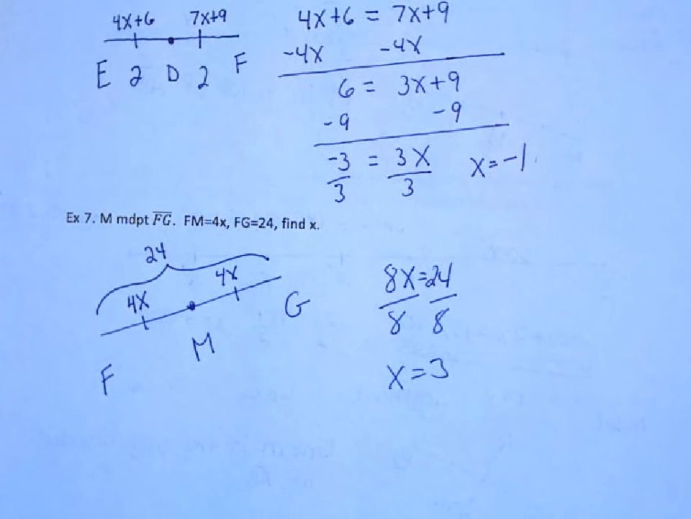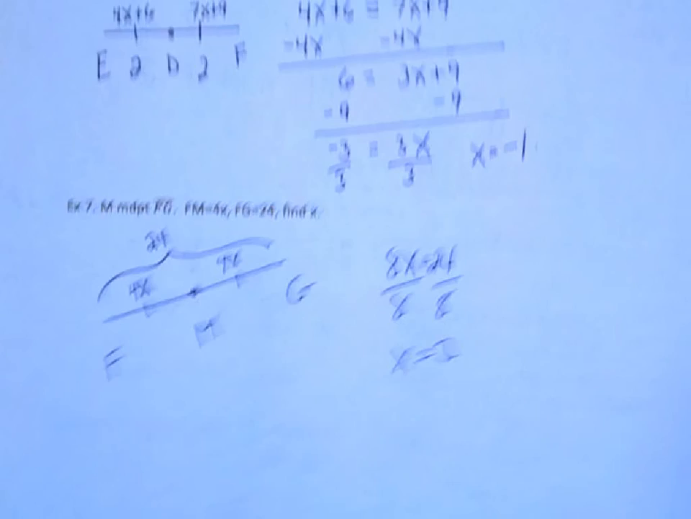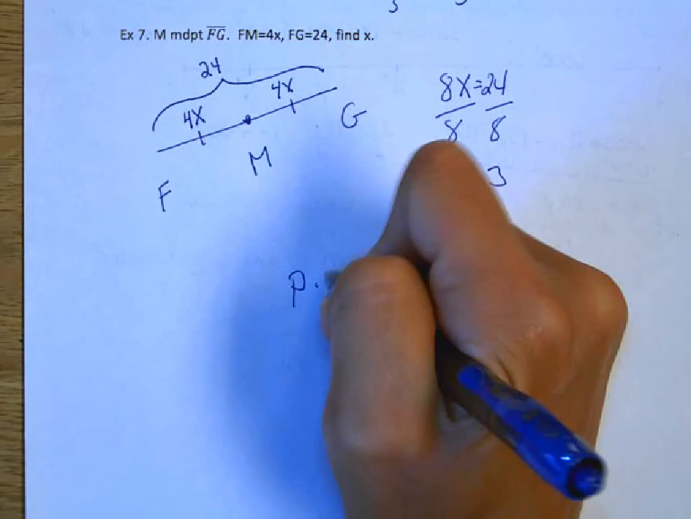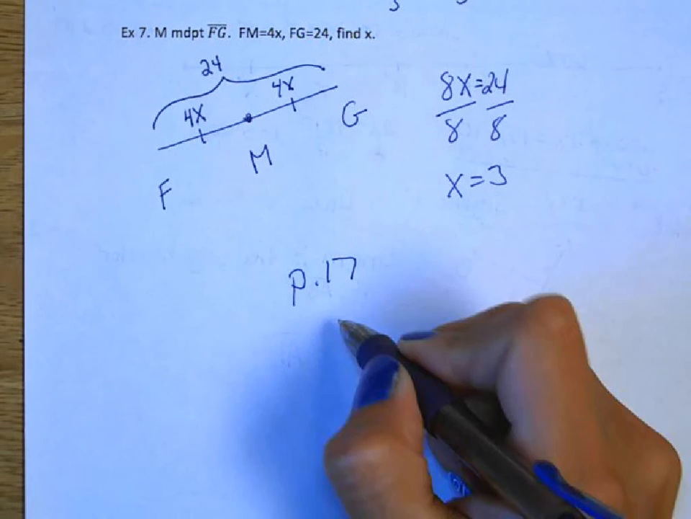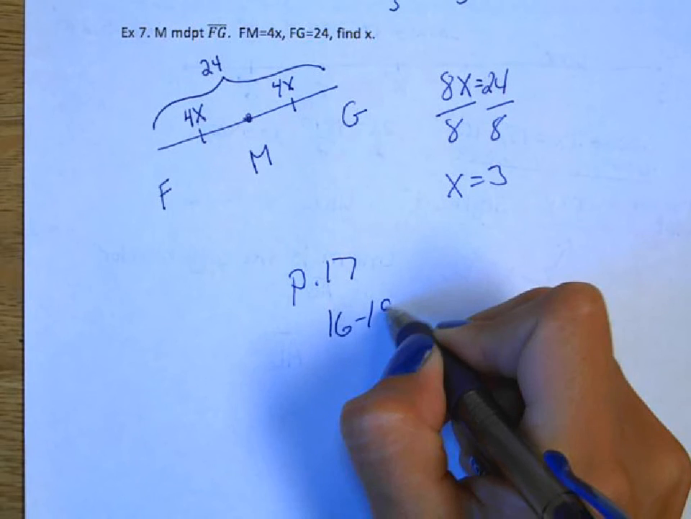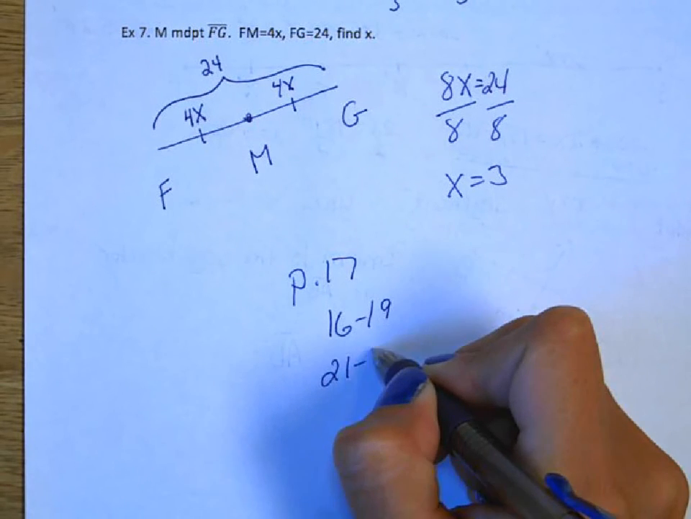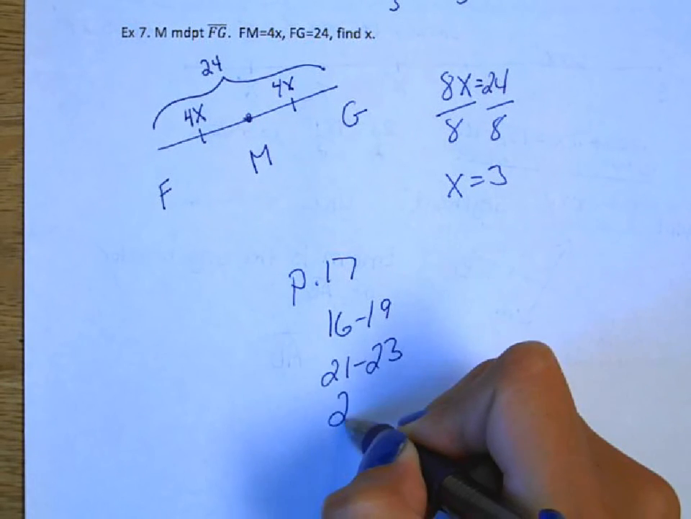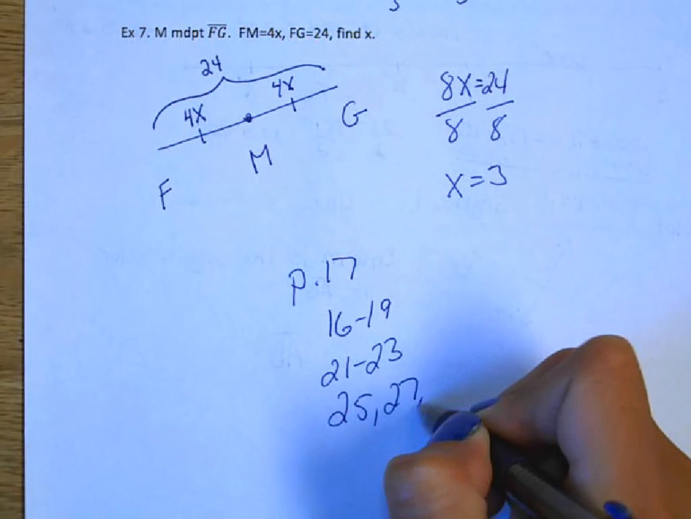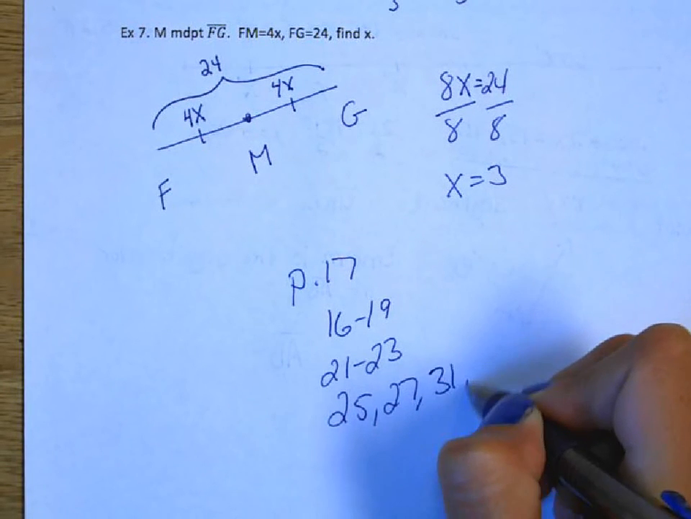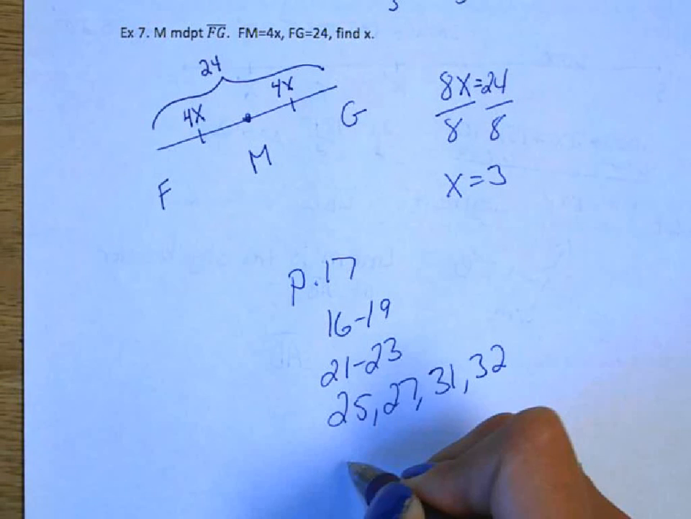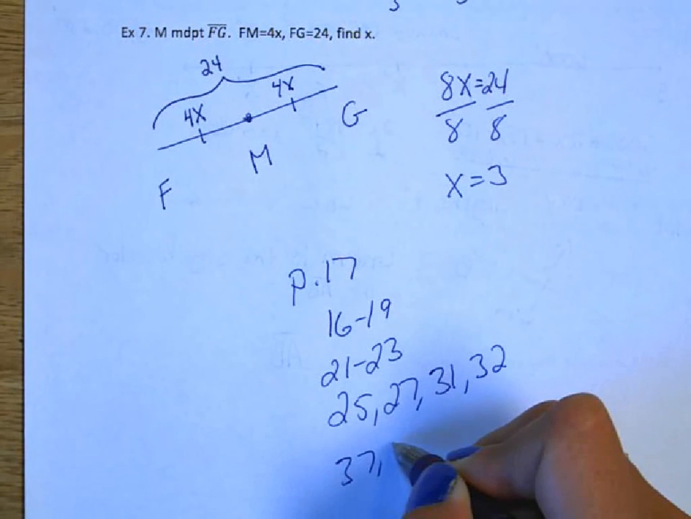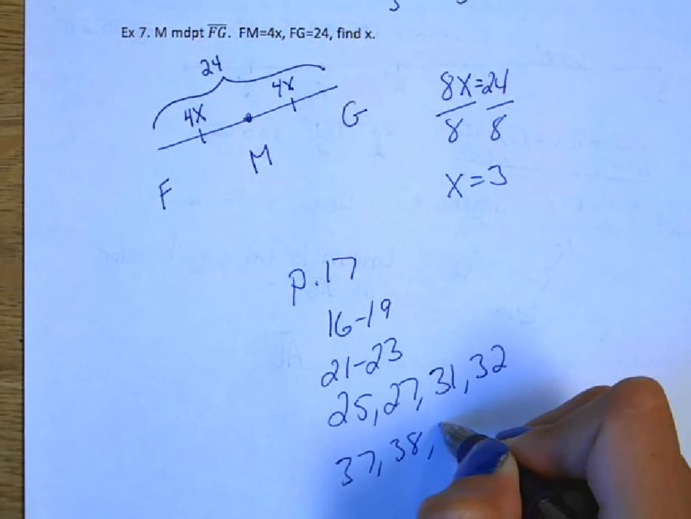Okay, your homework assignment today. Geometry. Here we are. Page 17. 16 to 19. 21 to 23. 25. 27. 31. 32. 37. 38. 39.